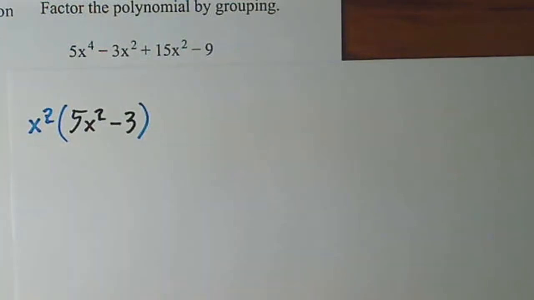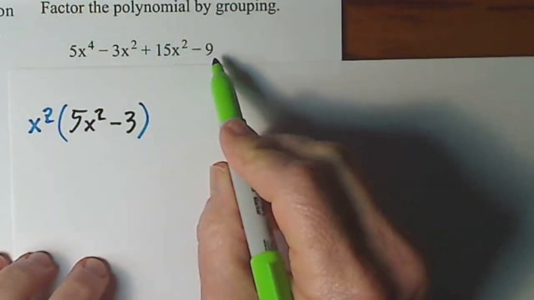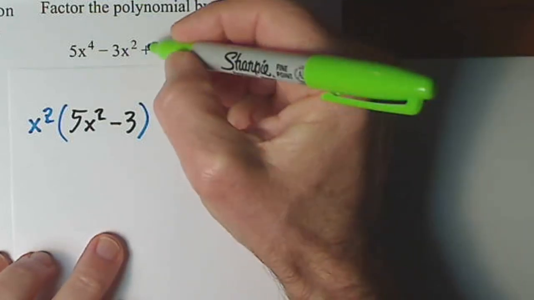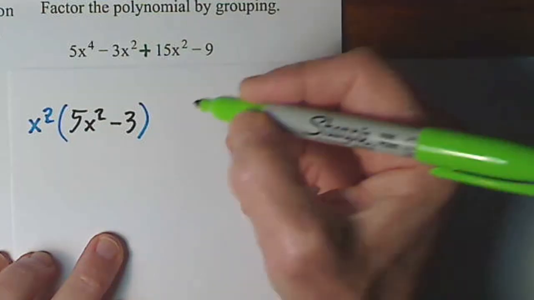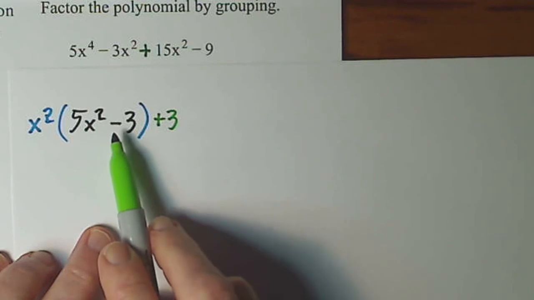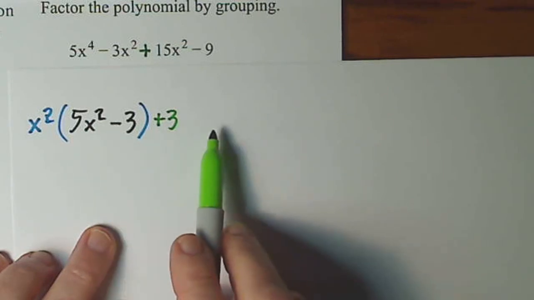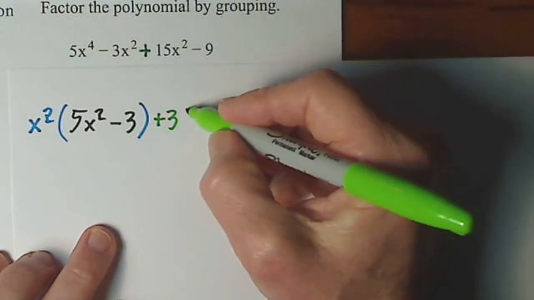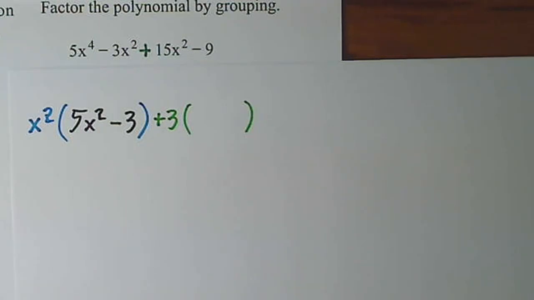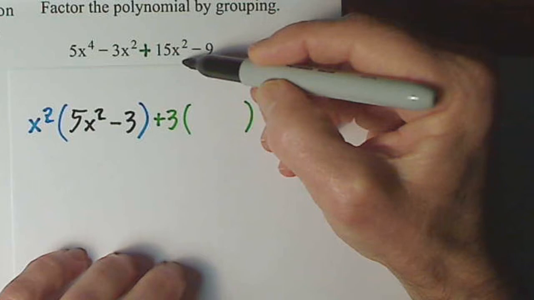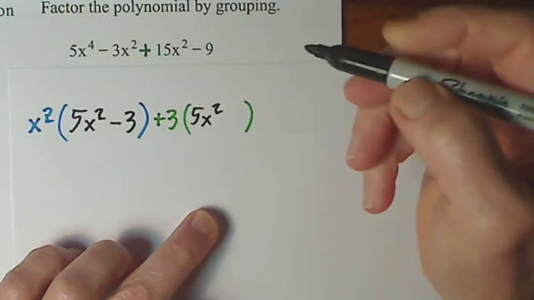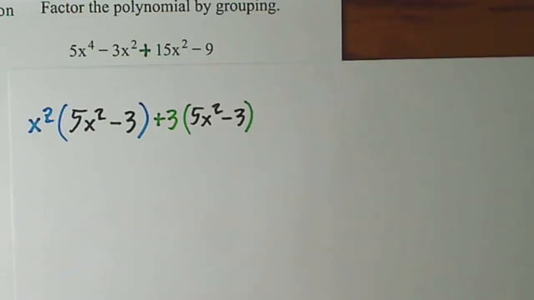Then I turn my attention to the next 2 terms. I can get a 3 out of each term, and basically I'll be getting a +3 out of each term, and that's largely because when I do, I'm going to end up with a -3, and that's what I want to see over here. I want to see in parentheses the same thing that I have here, which is 5x squared minus 3. Alright, so if I factor 3 out of 15x squared, I'm left with 5x squared. If I factor 3 out of -9, I'm left with -3.